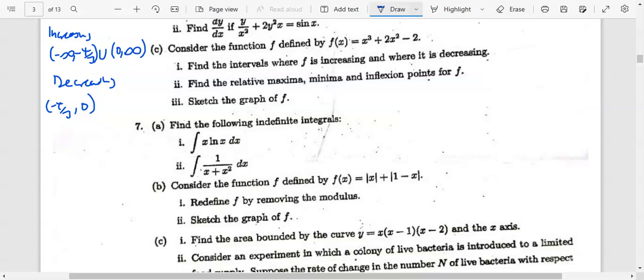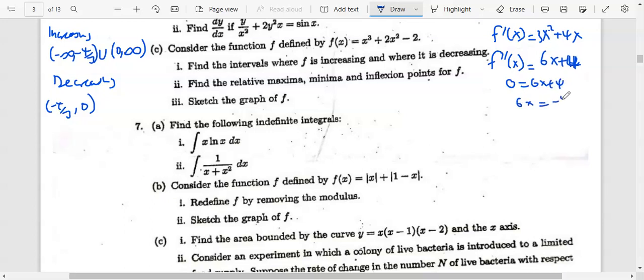The next one, find the relative maxima, minima, and the point of inflection. To find that one, since we want to also determine the point of inflection, first we found the first derivative. The first derivative was equal to 3x squared plus 4x. Find the second derivative, f prime prime of x. Second derivative will be 6x plus 4. If you equate the second derivative to 0, that will give you a point of inflection. Okay, so 0 is equal to 6x plus 4, meaning that 6x is equal to negative 4. Divide by 6, x is going to be negative 2 over 3. This is the x value of the point of inflection.